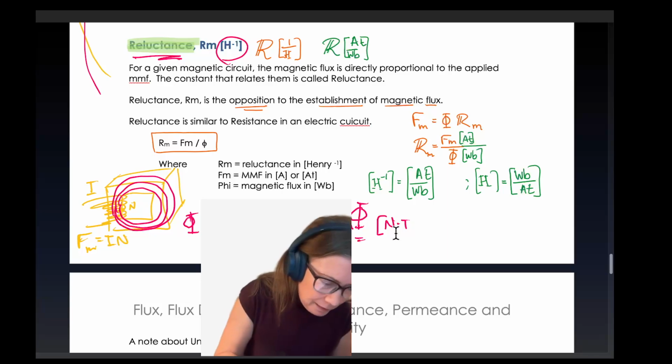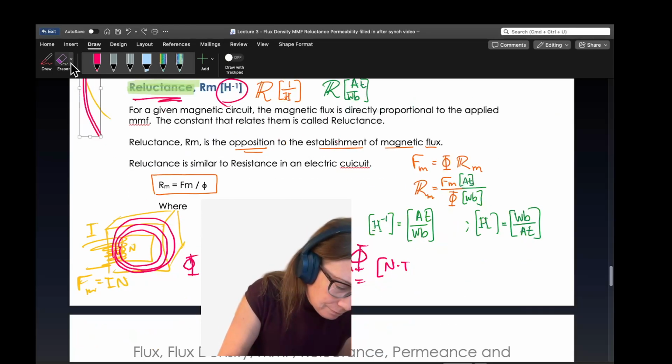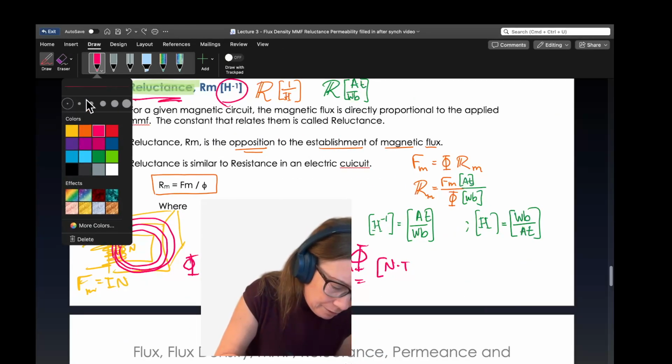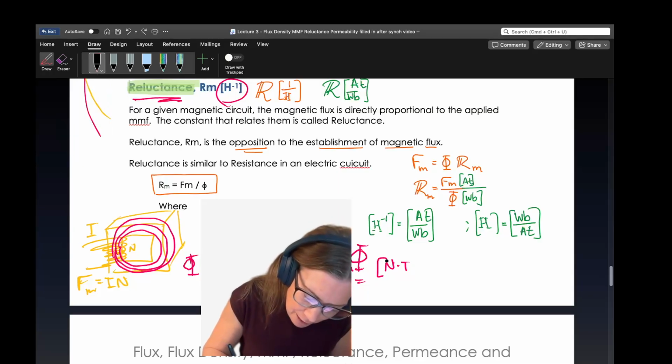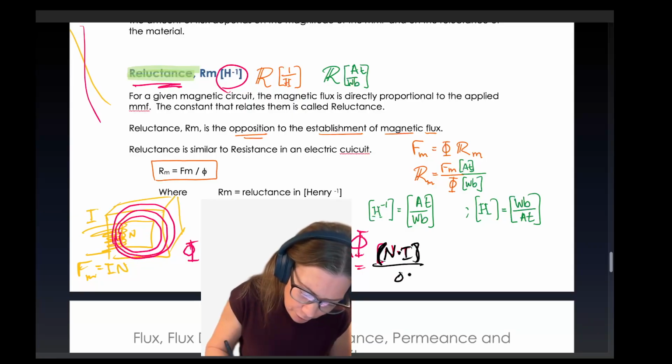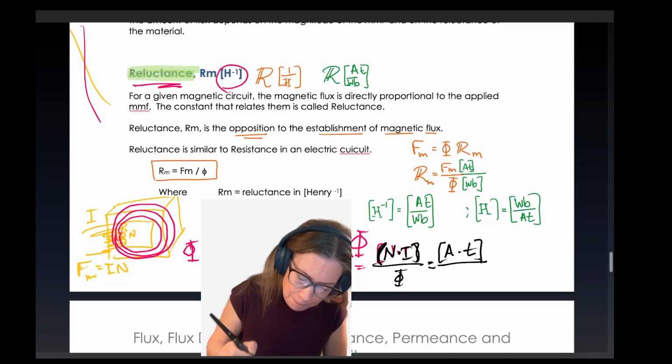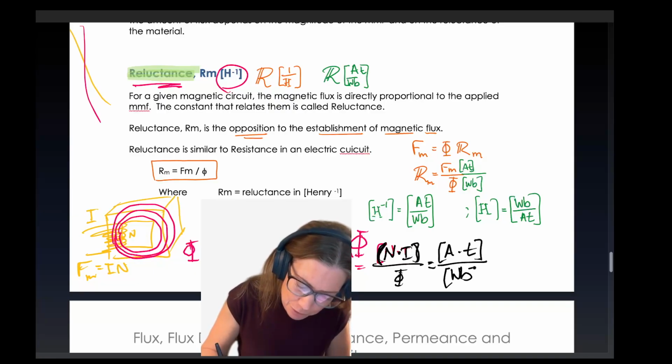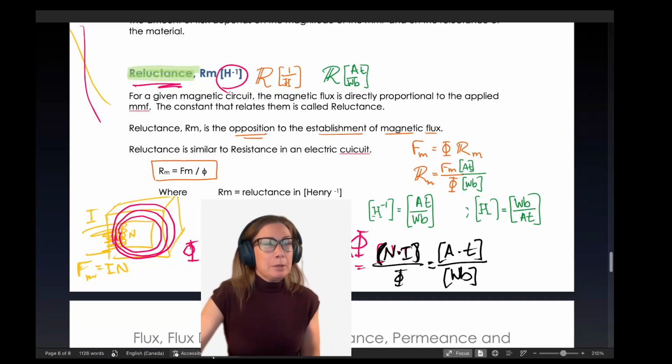oops, in units. I'll just draw on top of it. I can't erase very well. I'm not very good at erasing. It's going to be the number of flux lines. I'll just go N times I is the formula over flux, which in units is amps times the number of turns over Webers. Those are the units, amp turns over Webers.